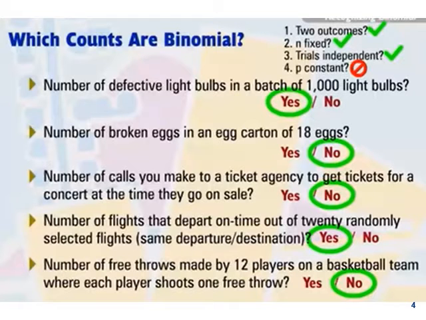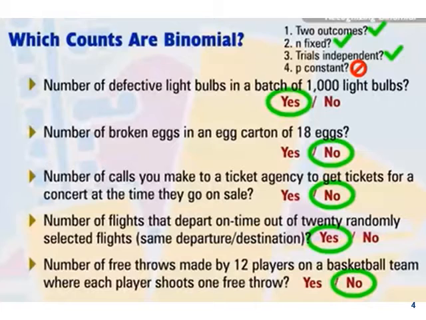Now we will see some examples and check if they satisfy the requirements for the binomial settings. First is the number of defective light bulbs in a batch of 1000 light bulbs. First, two outcomes: it is satisfied, as there are two options, defective or not defective. n is fixed, the number of trials is fixed. We already know that there are 1000 light bulbs, so it's fixed. Trials are independent. Yes, they are independent. And p, the probability, is constant, as the probability of one light bulb being defective is the same as any other light bulb being defective.